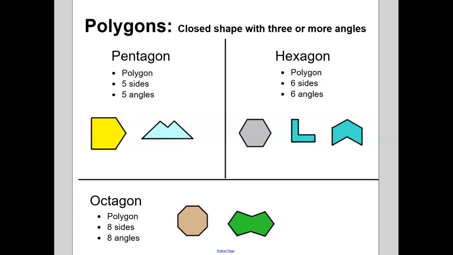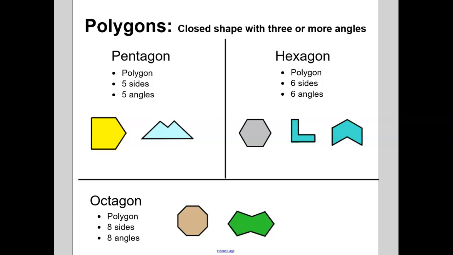Pause the video and tell me, how are pentagons, triangles, and quadrilaterals different? Did you remember that triangles have 3 sides and 3 angles, quadrilaterals have 4 sides and 4 angles, and pentagons have 5 sides and 5 angles? Wonderful job! On your paper, please draw one pentagon and write pentagon next to it. Next, we're going to learn about a hexagon. A hexagon is any closed shape with 6 sides and 6 angles.